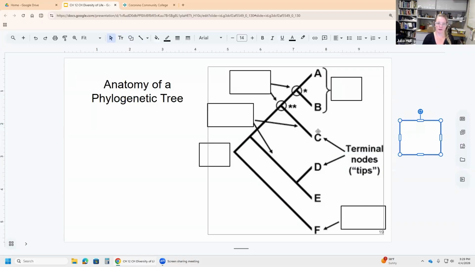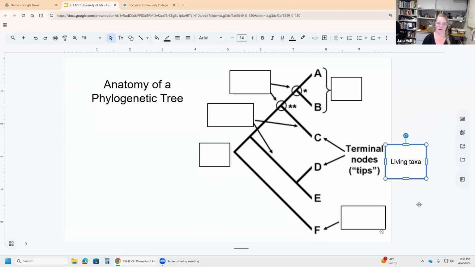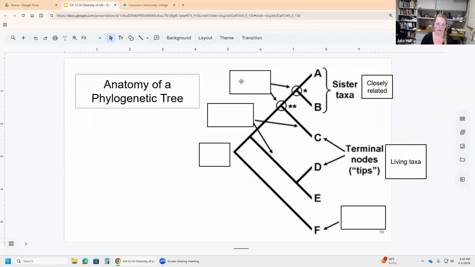These letters are the tips of the phylogenetic tree, and these represent living organisms. I should say, these are living taxa, as opposed to taxa that have gone extinct. So I'm going to put that right next to there. These two living taxa, A and B, are called sister taxa because they are closely related. They share a very recent common ancestor.